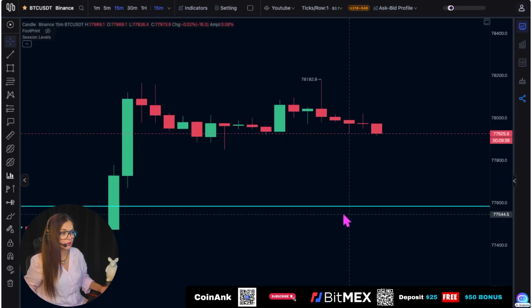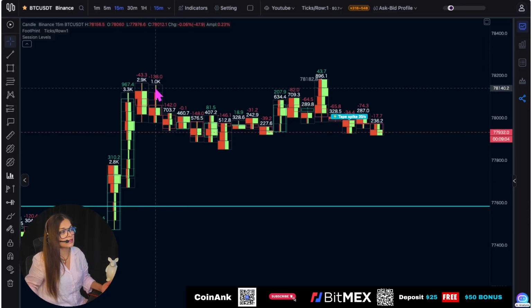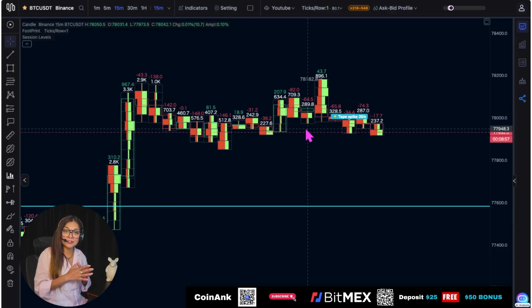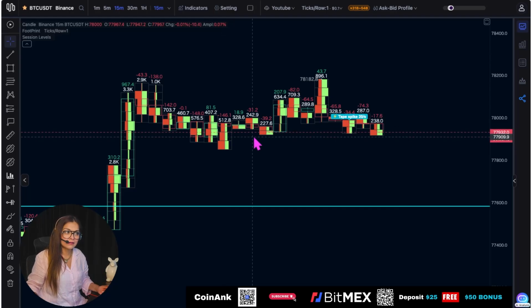Let's look at the session level. Here we have the high of yesterday. Price has broken out of the high with positive delta. Now here you can see sellers are trying to push price down. However, price is not dropping further. That means that the effort of selling is not yielding any result. There must be some kind of passive buyers, institutions, whales, whatever you want to call them. What I do know is that there is a lot of passive buying that refuses to let price drop further.